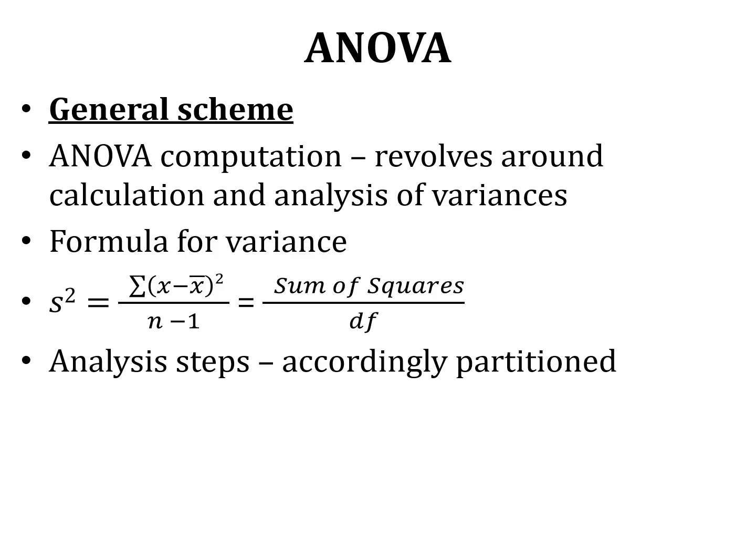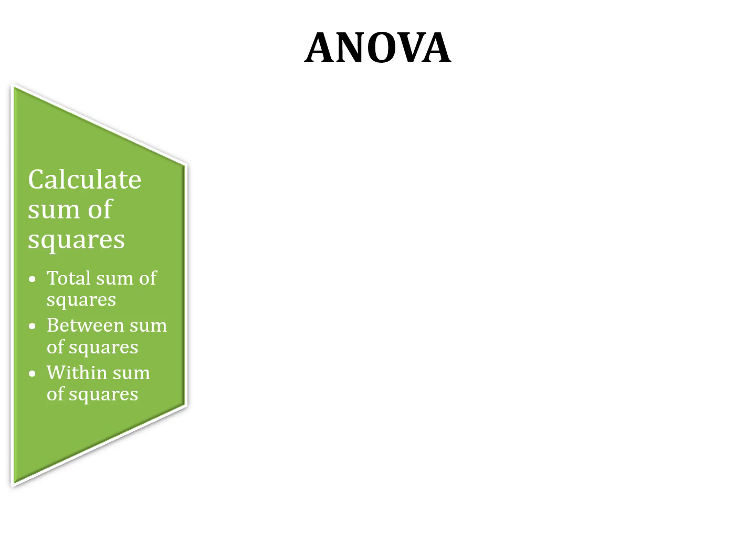So the analysis steps in ANOVA are accordingly partitioned, right? We have to calculate the sum of squares, we have to calculate degrees of freedom, we have to calculate variances, and then we have to do the comparison of variances. So this is one part of the ANOVA analysis, that we have to calculate the sum of squares. We calculate the total sum of squares, the between samples sum of squares, and then the within samples sum of squares. So we calculate three types of sum of squares.